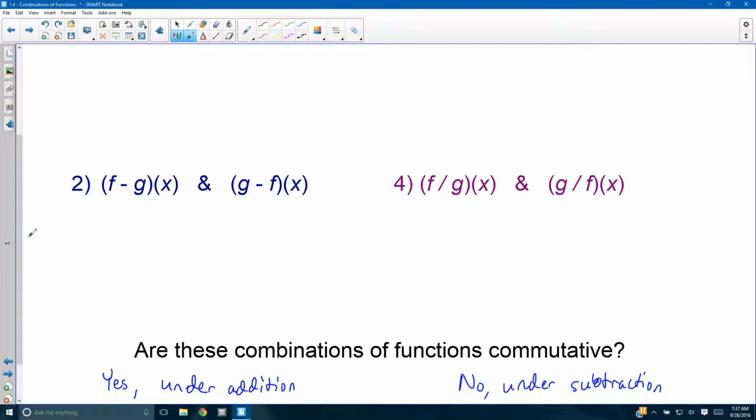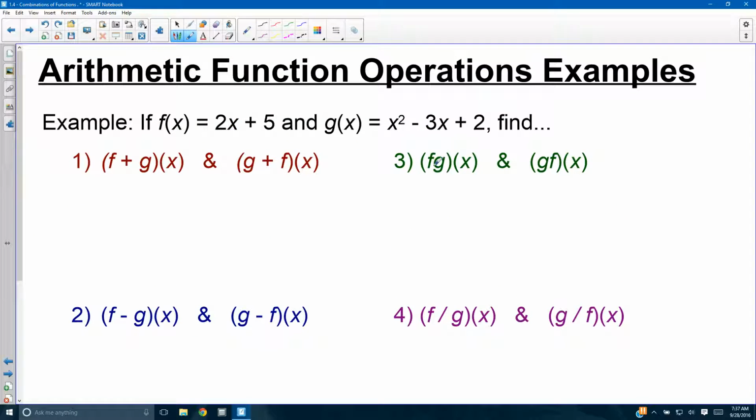I did both of these. So now I'm going to do multiplication number 3, f times g of x and g times f of x here. Let's see if these end up being commutative. So this is f of x times g of x. So this will be 2x plus 5 times x squared minus 3x plus 2. Now that's for this guy right here. Why don't I just go ahead and start writing this one out and either confirm or debunk the theory that this is commutative.